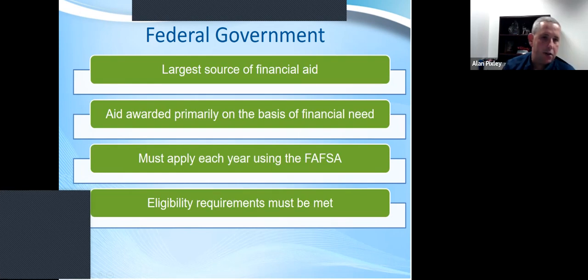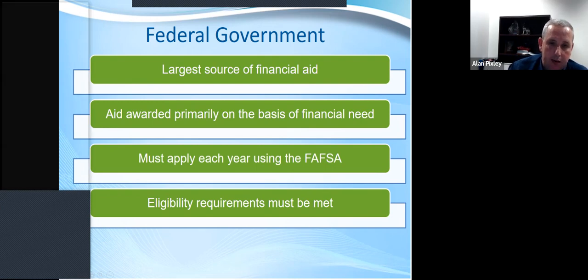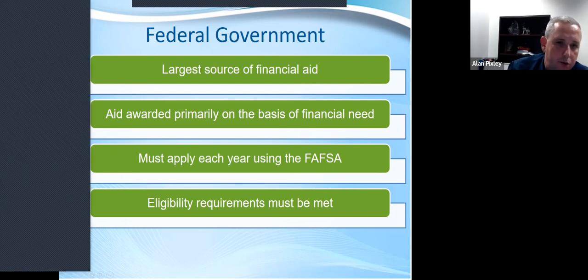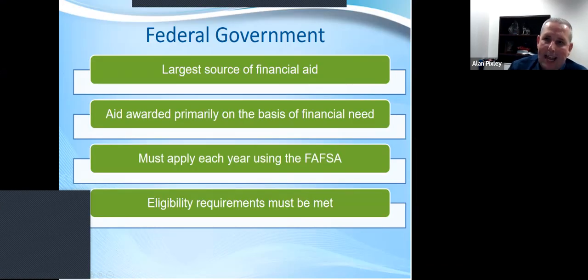All right, let's look at the federal government. We have said that it's the largest source of financial aid. Aid is awarded primarily on the basis of financial need. The only exception to that really is under the loans. There's a non-need based student loan. So basically anybody can qualify for at least the non-need based loan. So even if your parents are super wealthy, you can still get that $5,500 in a student loan. But the rest of it pretty much is going to be need-based. So it's going to be looking at that cost of attendance for the school minus the expected family contribution.